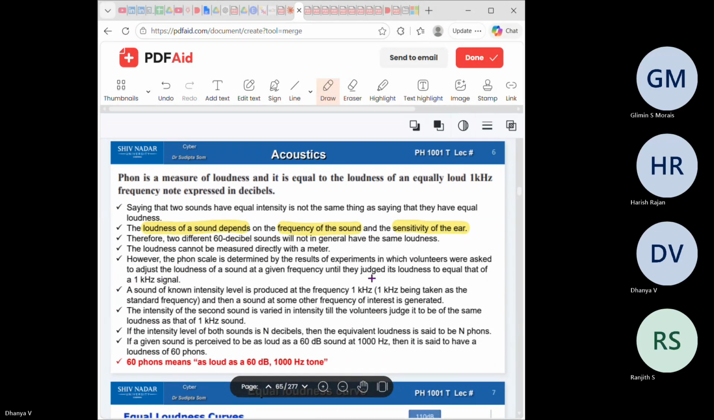So loudness of a sound depends on the frequency of the sound and the sensitivity of the ear. That's something that you already know. Saying that two sounds are of equal intensity is not the same thing as saying equal loudness. I told you that we sometimes interchange the words we use in daily life, but it is not really the same. You can't interchange them at all times. Therefore, two different 60 decibel sounds will not in general have the same loudness.